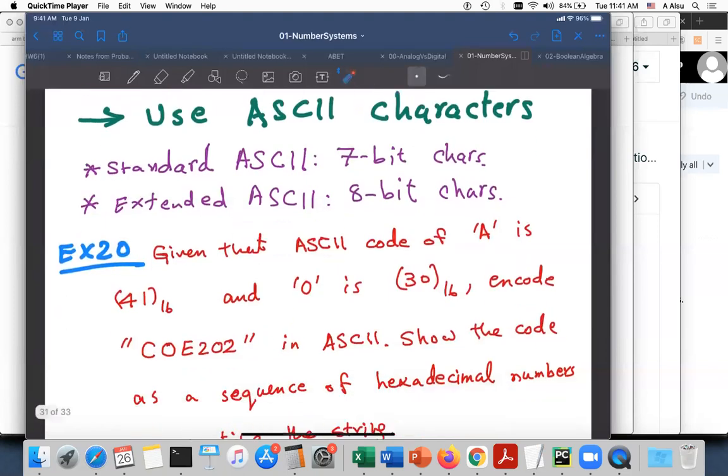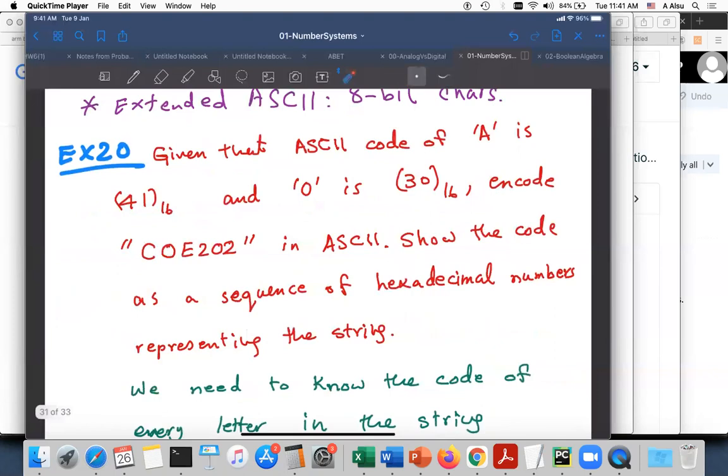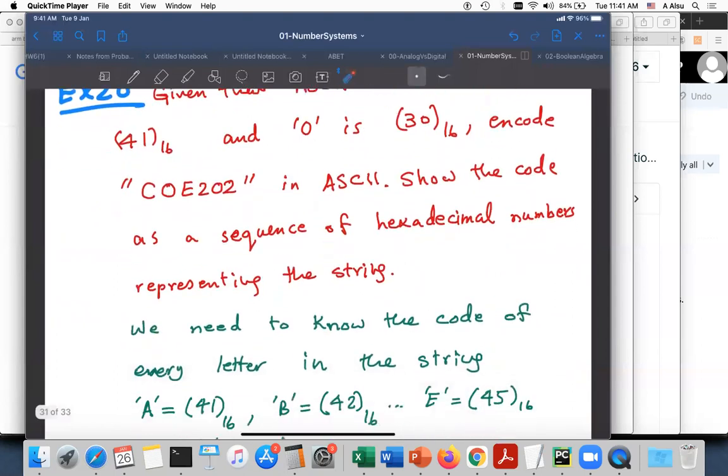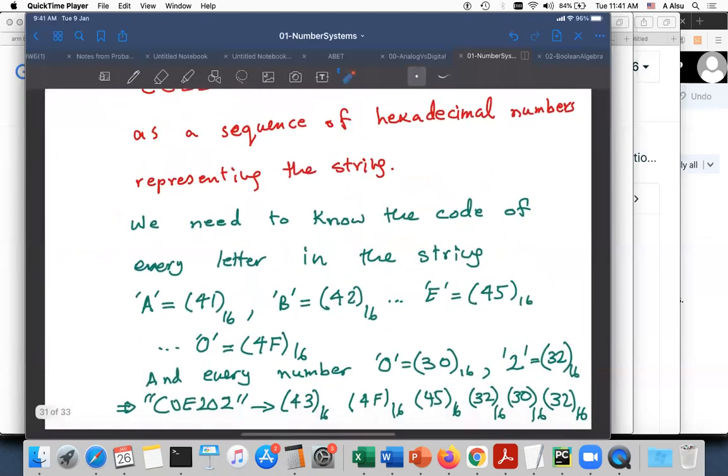So we have to find the codes for C, O, E, and then the code for the 2 and 0, and then there is a repeated 2 here. It happens to be 43, which is the code for C, and then 4F for O, and then 45 for E, and then 32 for 2, and then 30 for 0, and then 32 for 2 again. Okay, you got it?